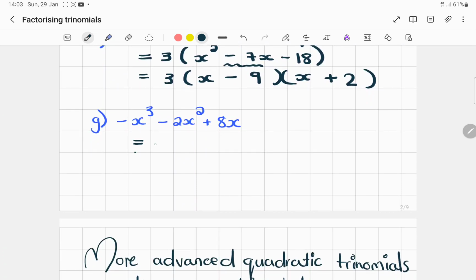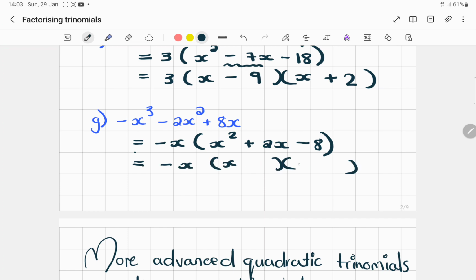I'm first going to take out a negative x, because that's my HCF. What is left then? A positive x squared plus 2x minus 8. And then it's a trinomial. That negative x comes with, it drags along. The x splits. It's different. The first one's a plus and then a minus. And 4 times 2. Plus 4 minus 2 does give you a positive 2. And if you multiply, it does give you negative 8, which makes it correct.